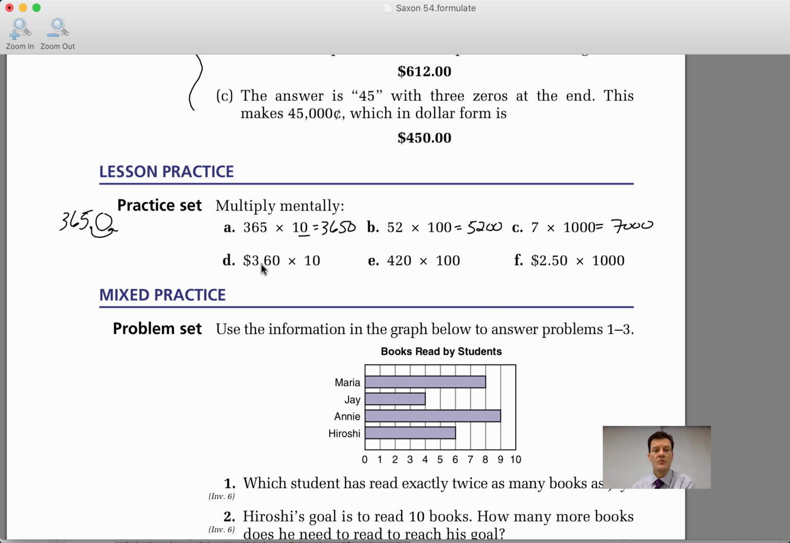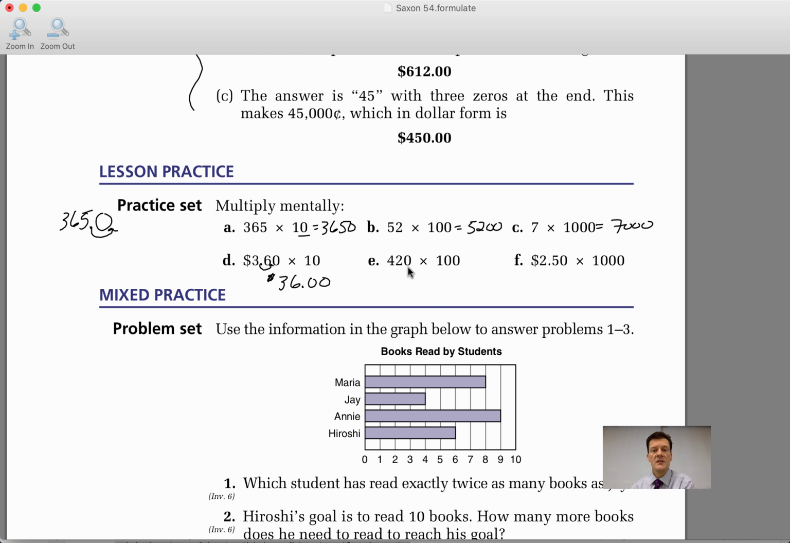$3.60 times 10, you would move the decimal point over 1 place, and you would get $36. And since it's currency or money, you can put 2 zeros at the end to signify the values for tenths and hundredths of a dollar.